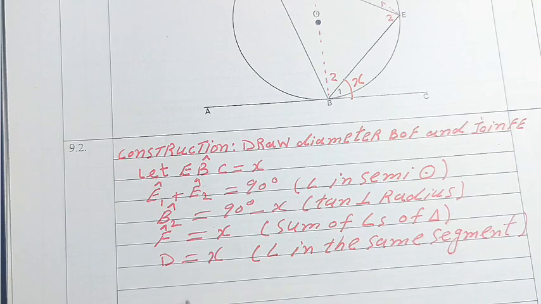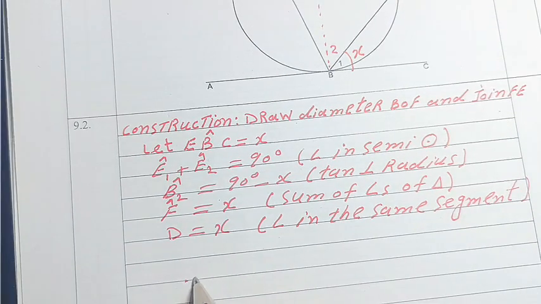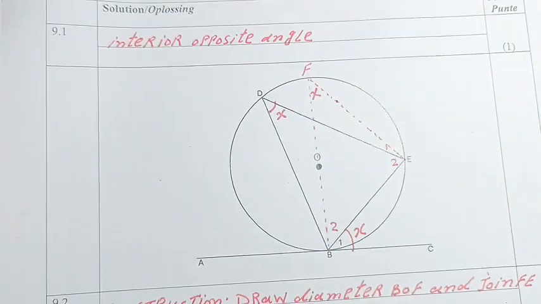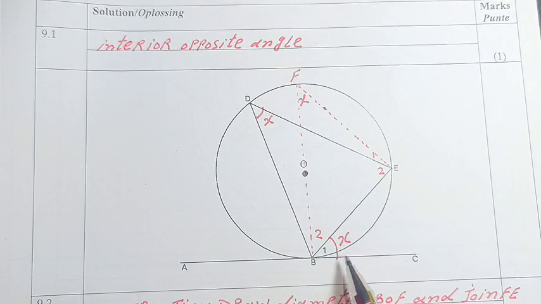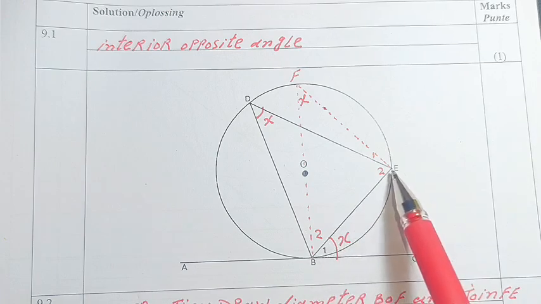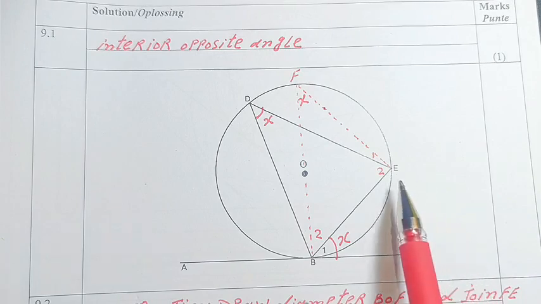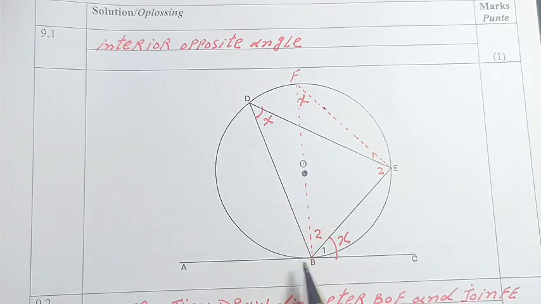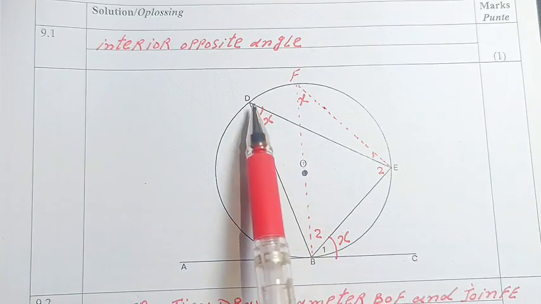Now therefore we prove, therefore angle EBC is equal to angle D. They will prove. So have a look here. So this is the tan chord theorem, the angle between tan and chord. This is a chord, so they are forming an angle here, which is equal to x. So we prove this is also x, and angle D is also x.